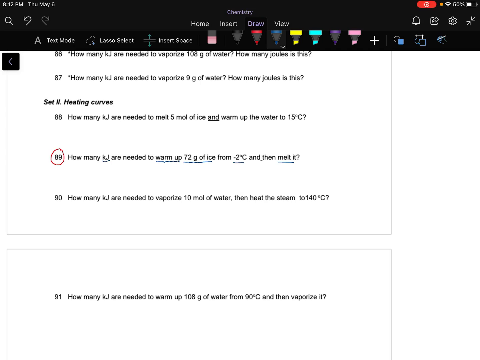Hello everyone, today we'll be working on number 89 of the heating curves problem in the thermochemistry homework problems. How many kilojoules are needed to warm up 72 grams of ice from -2 degrees Celsius and then melt it?